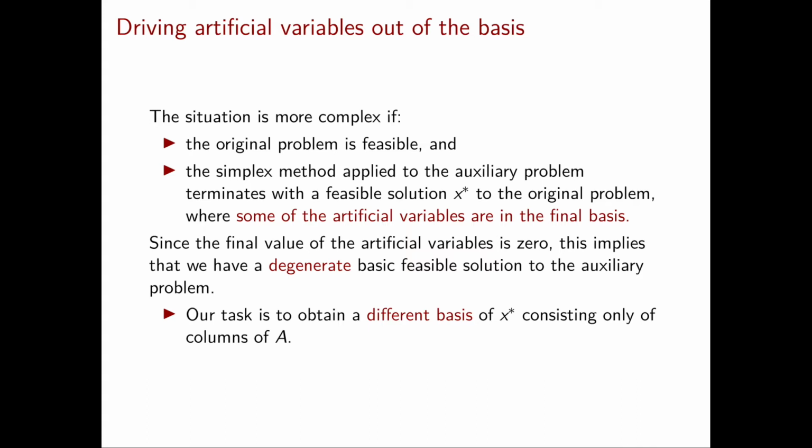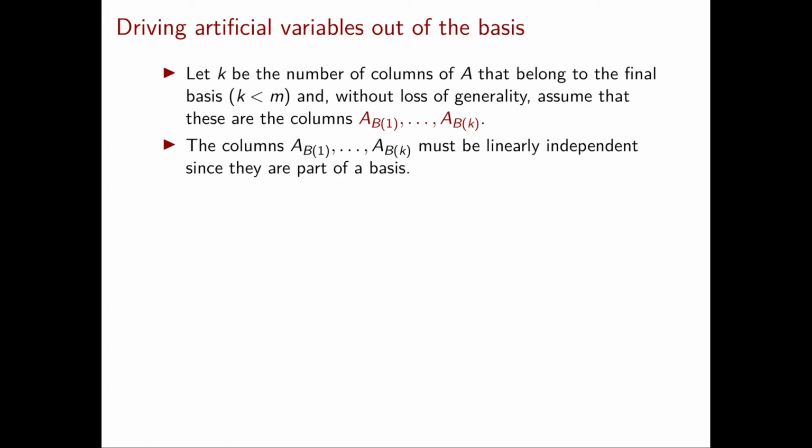And this is because in the optimal solution, all the y variables are equal to 0, and at least one of them is in the basis. We will see that in this case we will be able to obtain a different basis of the same solution x star that consists only of columns of A. So how can we do that? We first understand this algebraically in this slide, and later on we're gonna see how to do this directly in the tableau.